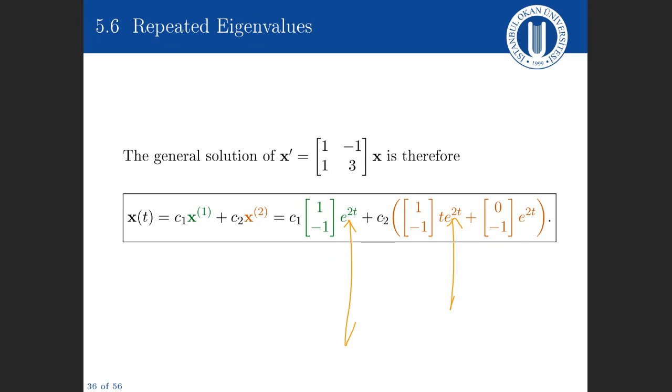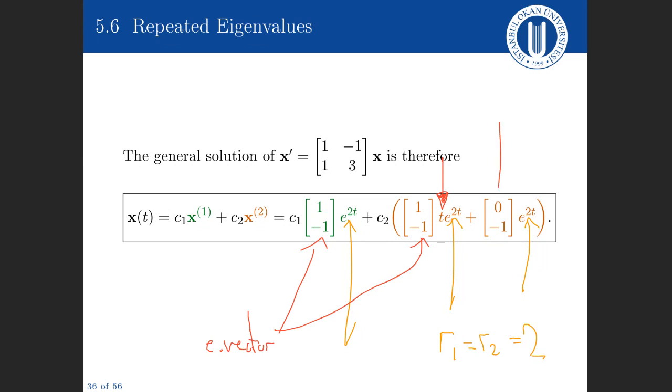It's always e to the power 2t because our eigenvalue is 2. We have our (1, −1) here and here because this is the eigenvector. And then we have t because we need an extra t in here to make the second function. And then to make it work, we have to have this extra vector eta.